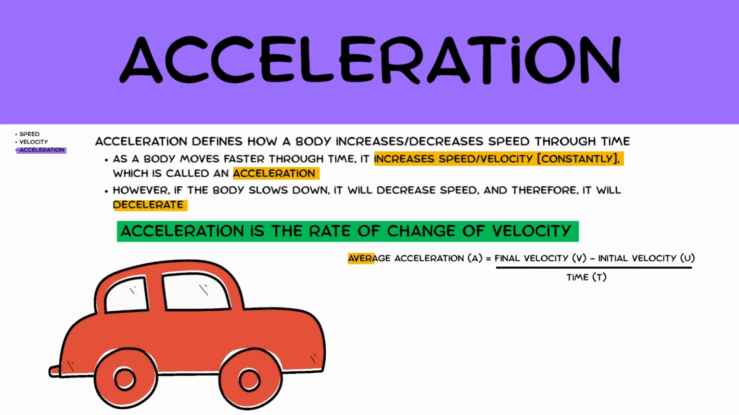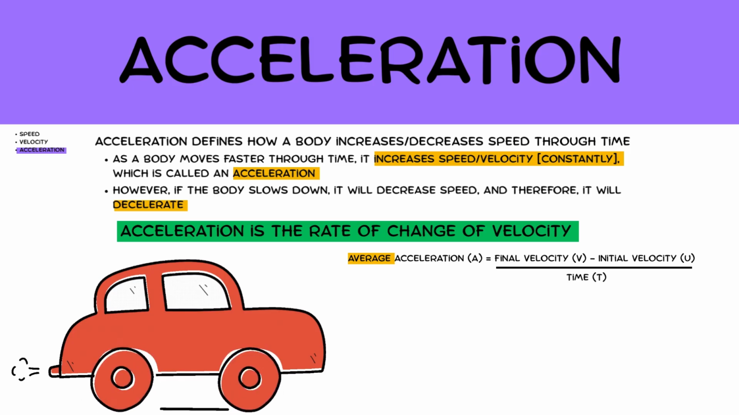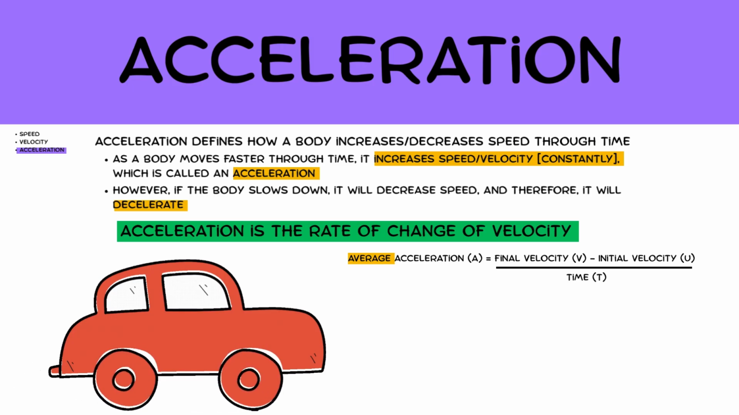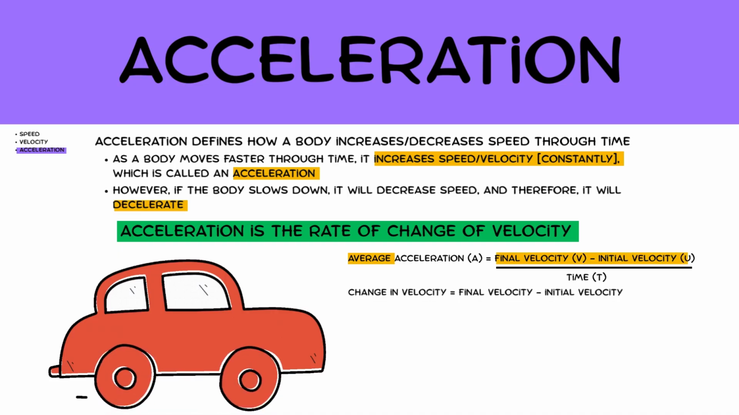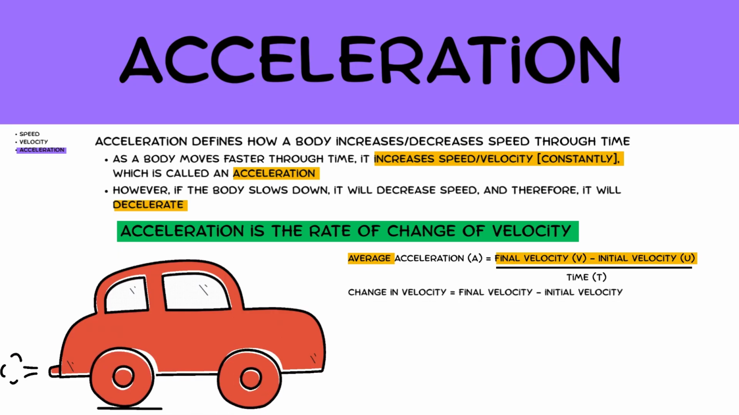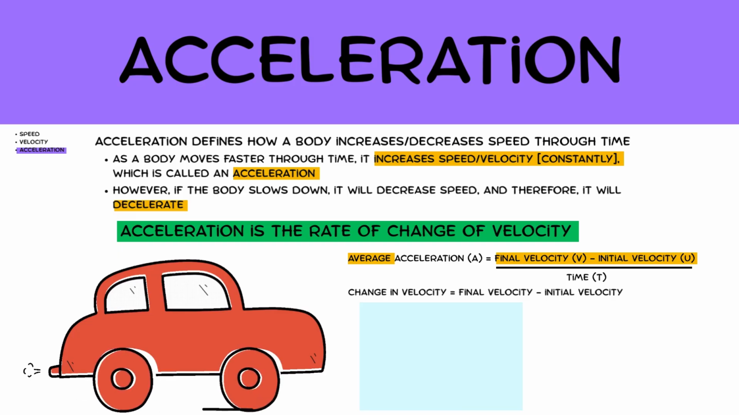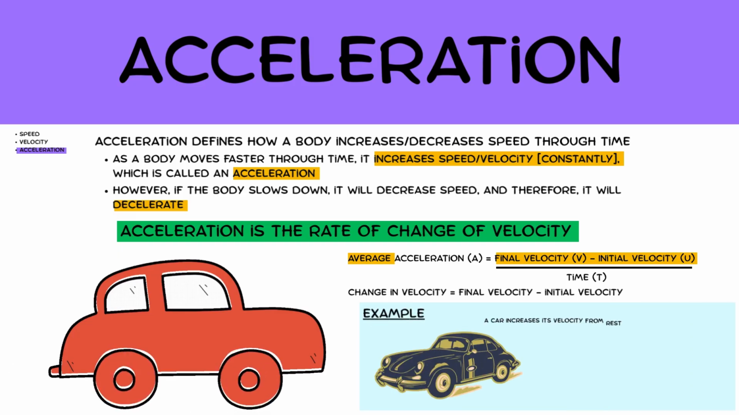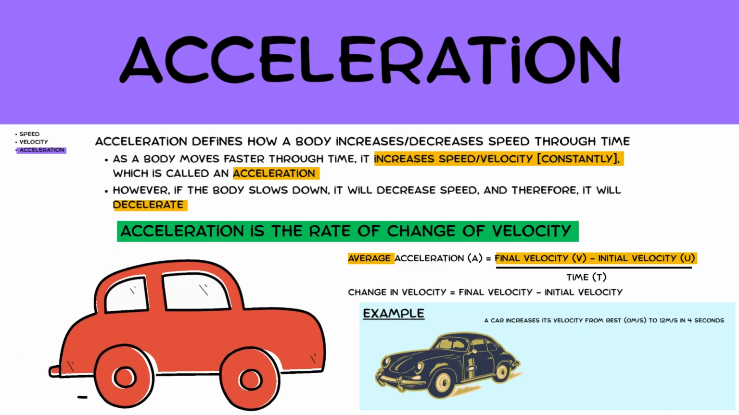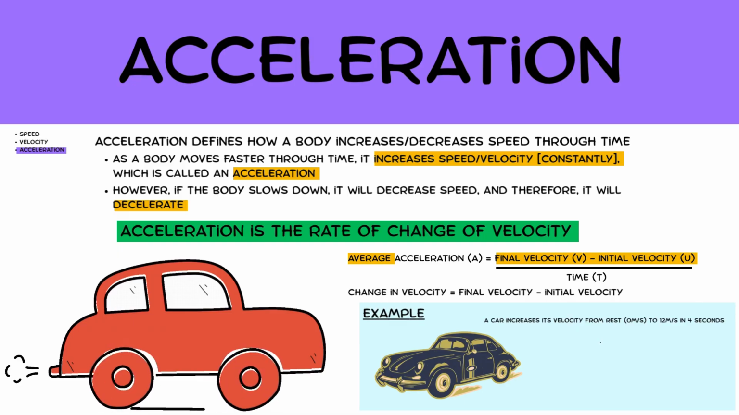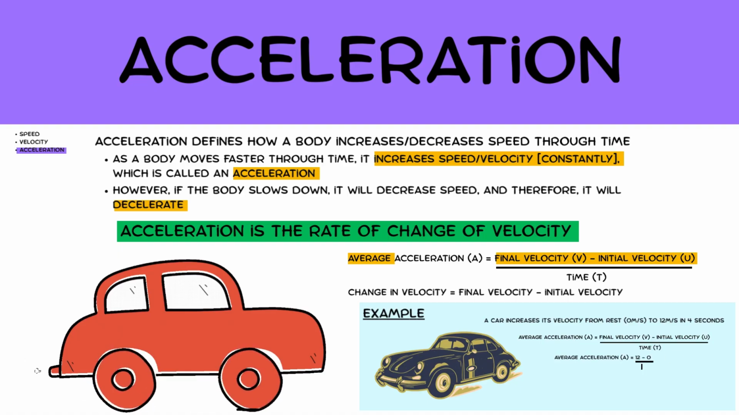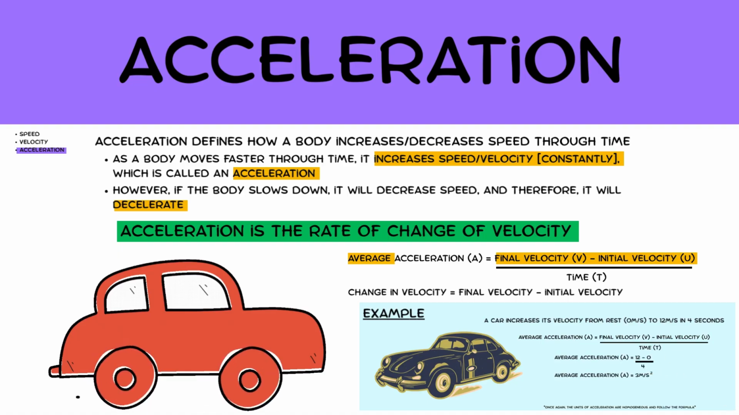Once again, average acceleration is not the same as actual acceleration. Also, it is important to note that a change in velocity is simply the difference between a body's initial velocity and its final velocity. For example, if a car increases its velocity from 0 to 12 meters per second in 4 seconds, the average acceleration is 12 minus 0 over 4, which is 3 meters per second squared.